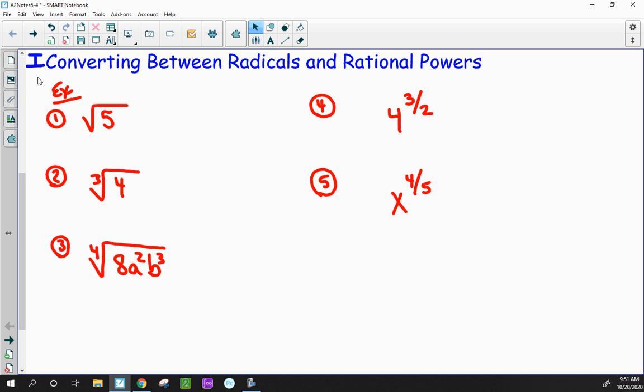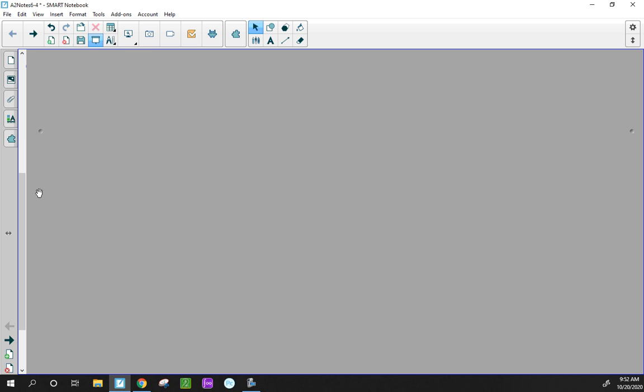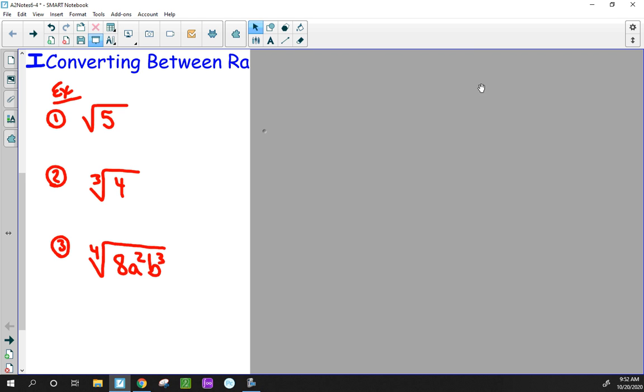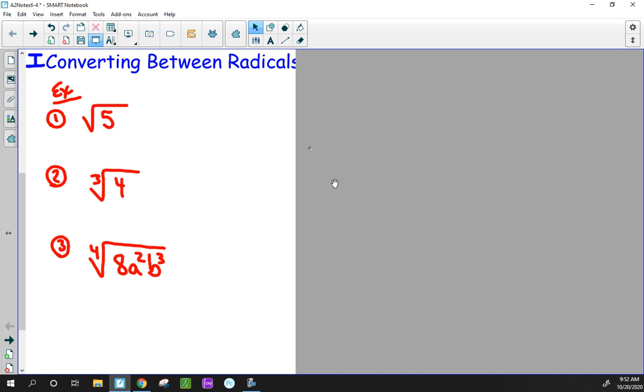The first learning target is how to convert between radicals and rational powers. So when you're looking at your screen, you notice on the first part, I've just given you 3 different radicals. The square root of 5 is the first one. We are going to convert from a radical to a rational power. Based on what we see, we know the index in number 1 is a 2. We just see 5. 5 is raised to the first power.